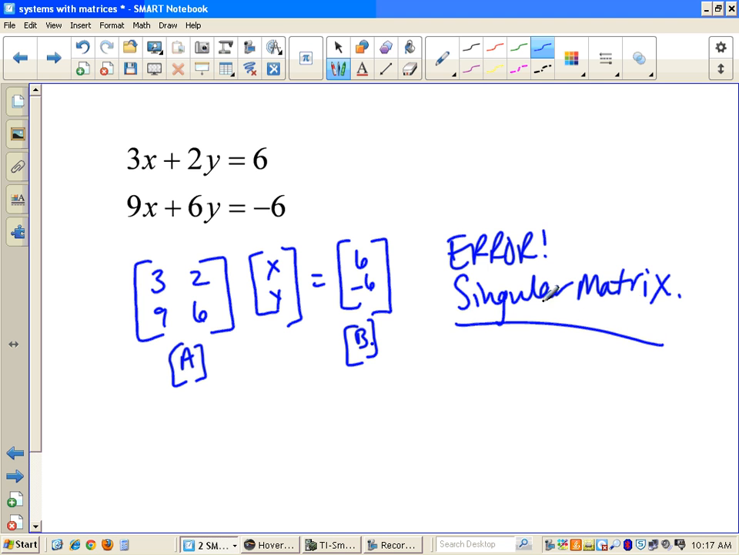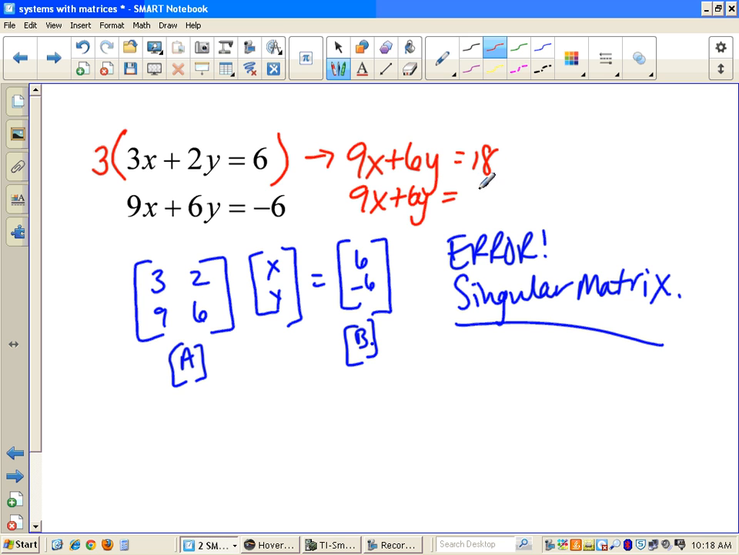Singular matrix is not the answer, okay? But it is a common result sometimes when you have two equations. There's a couple special circumstances that can happen. If you look at these two equations, hopefully you're saying to yourself, these numbers are sort of fairly similar. In fact, if I multiply this top equation by 3, then I get 9x plus 6y is equal to 18. Here's the other equation, which was 9x plus 6y is equal to negative 6. This is very similar here.